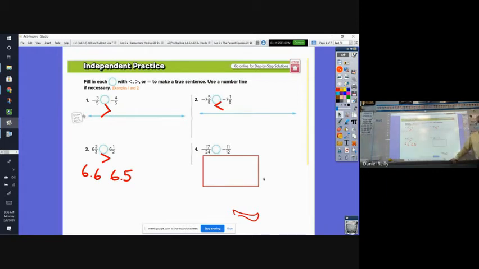Two strategies for this one. One, you can just divide and use decimals, but what else could you do to make this problem not so difficult?